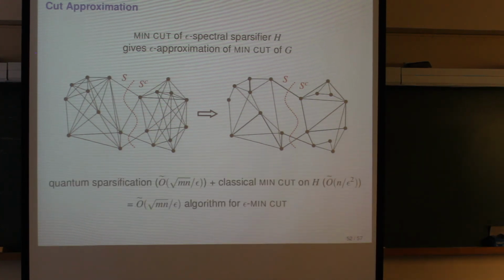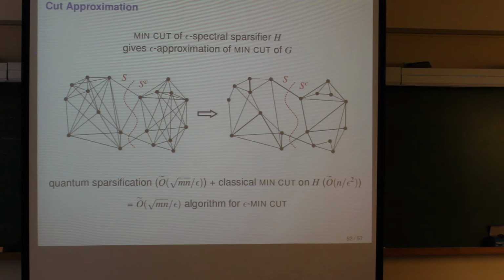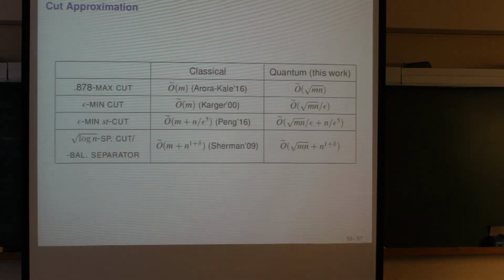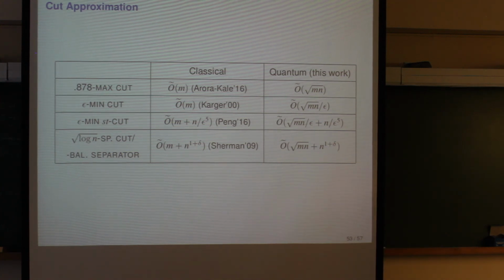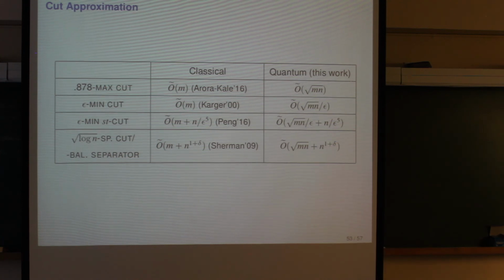What's interesting now is that the sparser instance will only have n over epsilon squared edges. And classically, we can solve min-cut on a graph with n over epsilon squared edges in time about n over epsilon squared. So the main cost will be the sparsification step, which we now know how to do more efficiently. We can do this in square root of mn over epsilon, and this will be the dominant factor. So we find an Õ(square root of mn over epsilon) algorithm for epsilon-approximate min-cut. And you can do the same trick for all these algorithms and find speedups for max cut, min-cut, min s-t cut, sparsest cut, and so on.